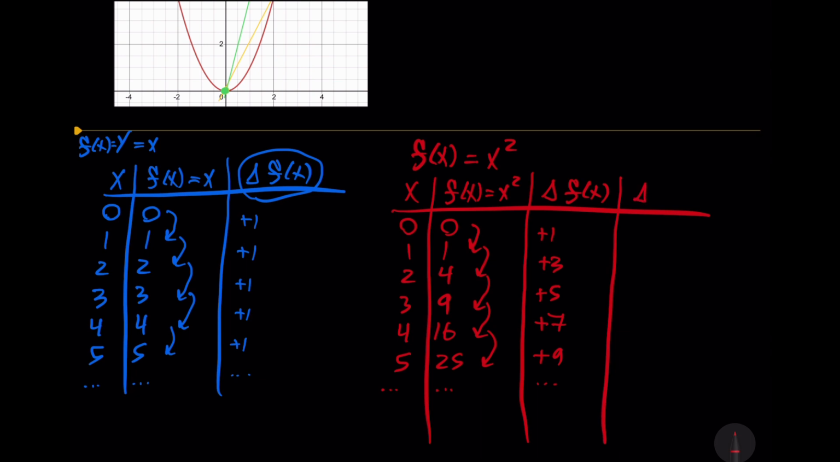Let's think about the change in the change of f of x. So delta delta f of x. So 1 to 3, that's plus 2. 3 to 5, that's plus 2. 5 to 7, that's plus 2. 7 to 9, that's plus 2. And so on and so forth. Now we have something that's constant.